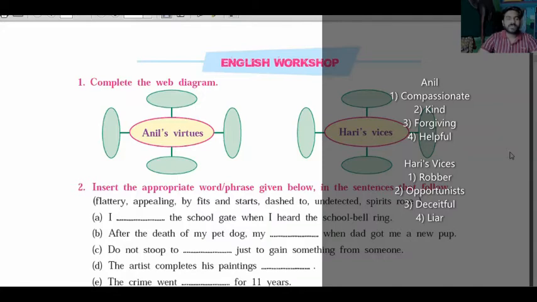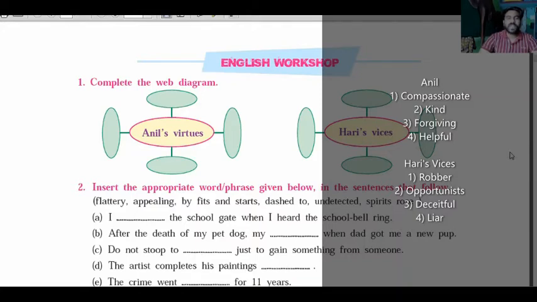In the left side there is Anil's virtues, and in the right side there is a web diagram, that is Hari's voices. So how can we solve it? We have to write Anil's virtues in the left side of the diagram, and in the right side of the diagram we have to write Hari's voices, how he speaks and what his nature is. So all the explanation in 4 points we have to write in that diagram. Let's see the first diagram, left side, Anil's virtues.